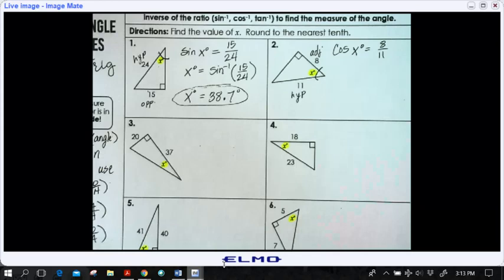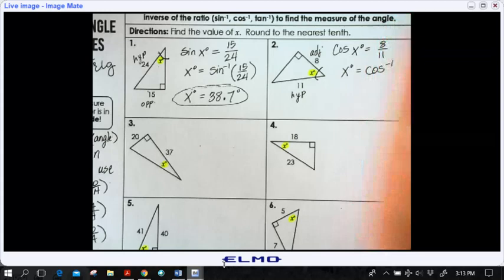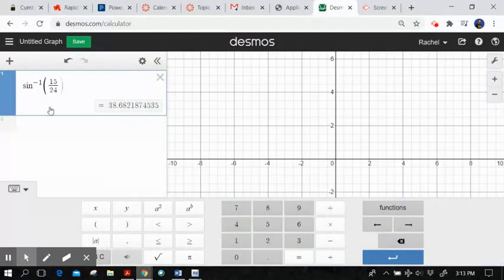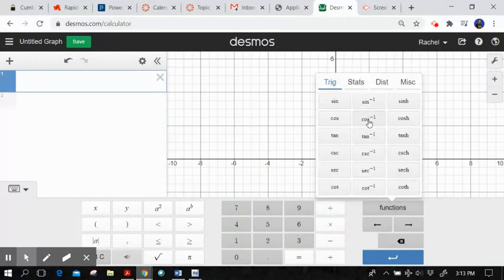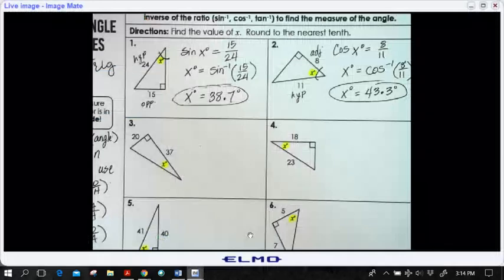Again, we're going to do the inverse of the cosine function. Cosine to the -1, and then 8 over 11. And you can type that directly into your Desmo calculator. So click Functions, cosine to the -1, and then 8 over 11. 8 divided by 11, and I get 43.3. So 43.3 degrees. And that is my solution.